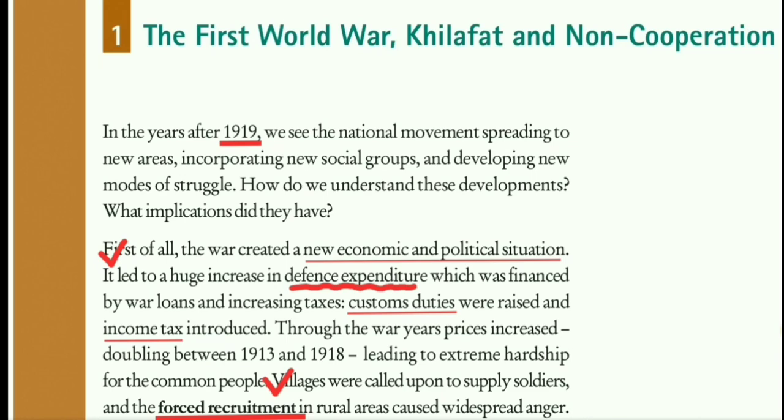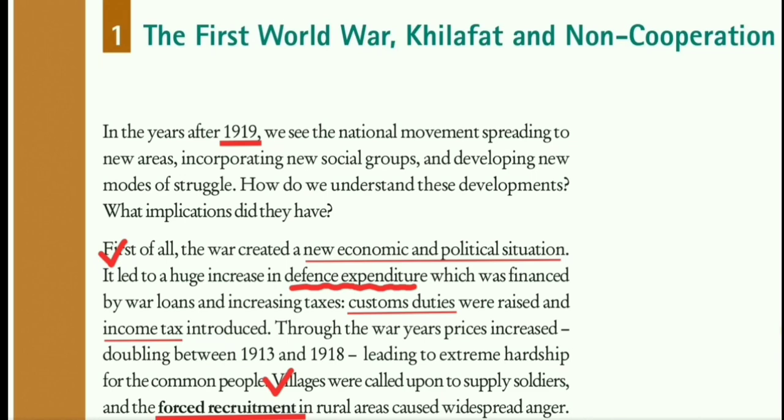And because of the increase in the custom duties and the income tax, what happened? The prices of things increased. Through the war years, prices increased, almost doubling between 1913 and 1918, leading to extreme hardship for the common people. So this was the first effect that we Indians had to face because of the world war.